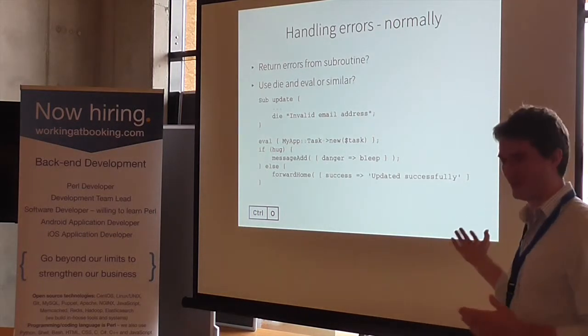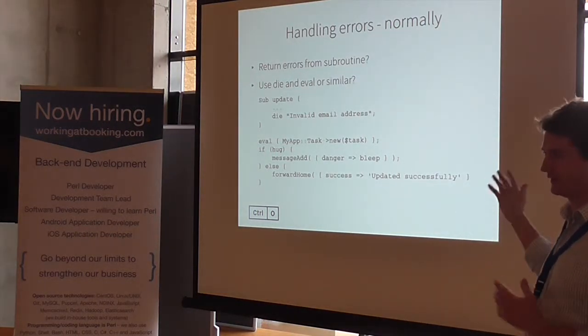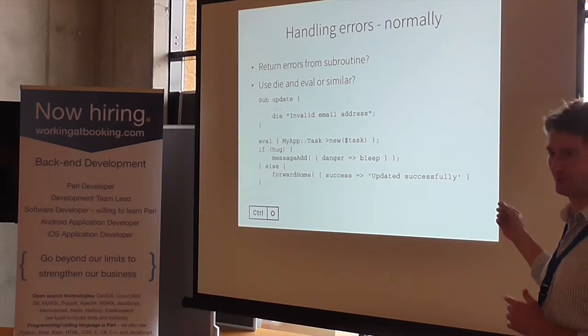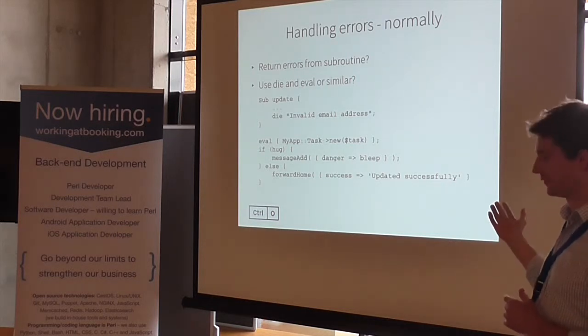Obviously there's a number of ways to do this. Here's a couple of examples. You could return the errors from your subroutine. I know people that do that. I don't like that method particularly myself. It gets a bit cumbersome. Or you can die from your subroutine and try and catch that. This is how I used to.